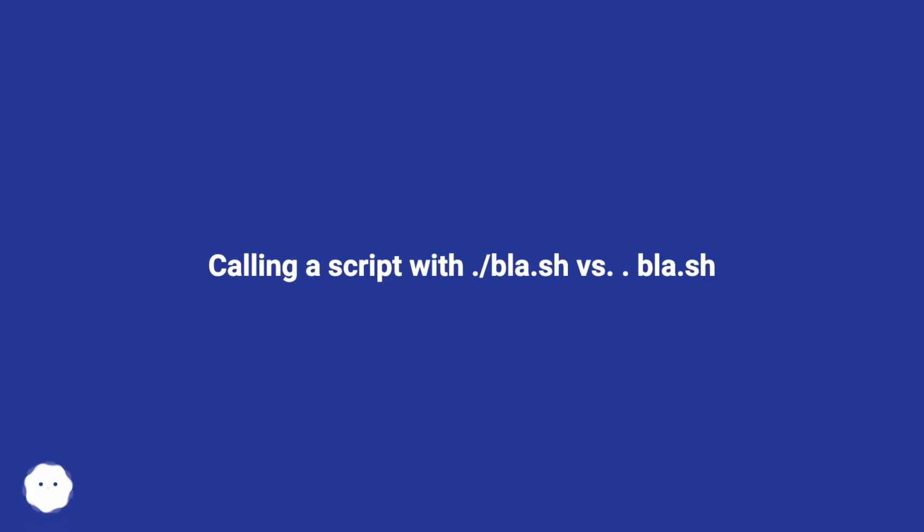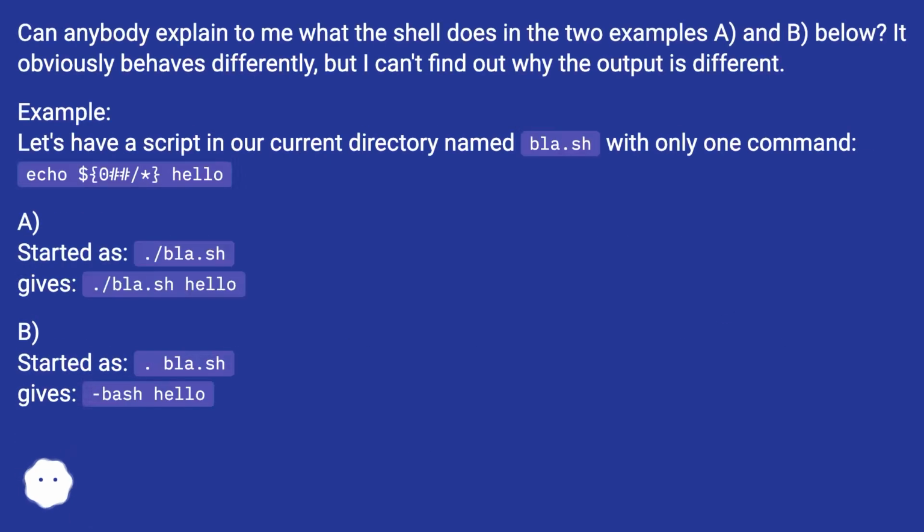Calling a script with ./bla.sh versus bla.sh. Can anybody explain to me what the shell does in the two examples A and B below? It obviously behaves differently, but I can't find out why the output is different.